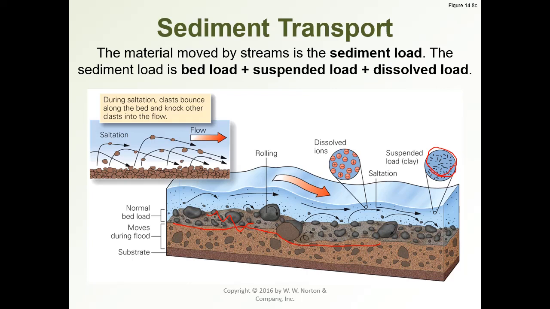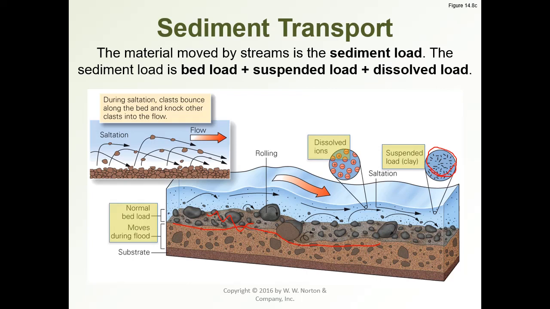And the final type is dissolved load. Dissolved load is material that has actually been broken down into its component ions. So it is no longer even grains. It is now back to its elements, its atoms.